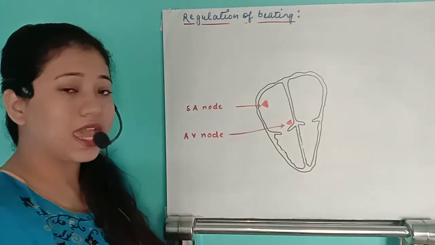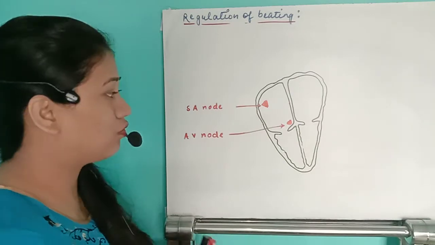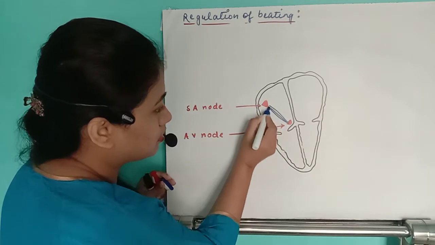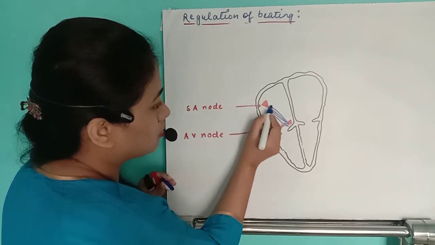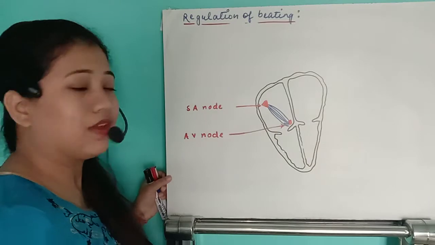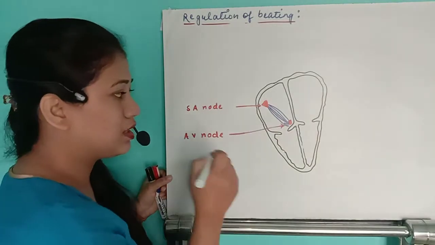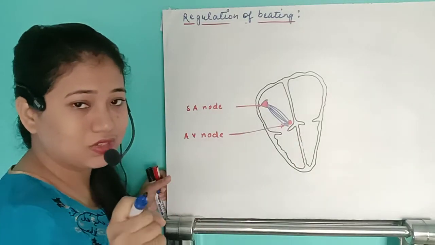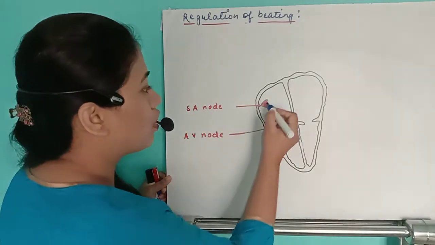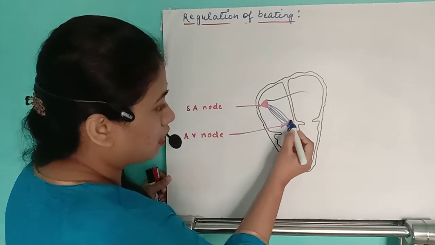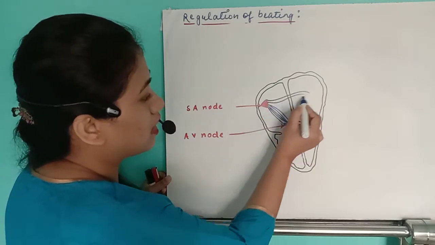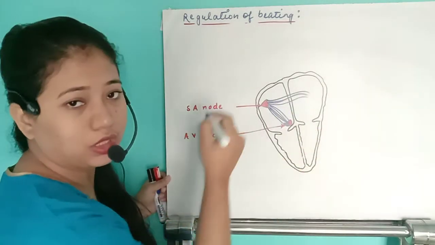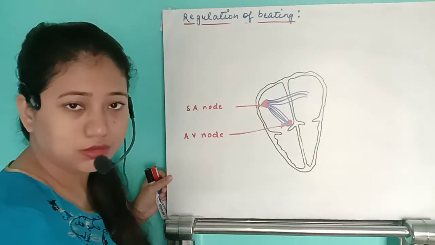Now connecting this SA node to the AV node, we have some specialized muscles. That muscle will go to the AV node from the SA node. Whenever the SA node generates the impulse, it goes to the AV node, and along with that, from this SA node, it will also go to the left auricular muscles.